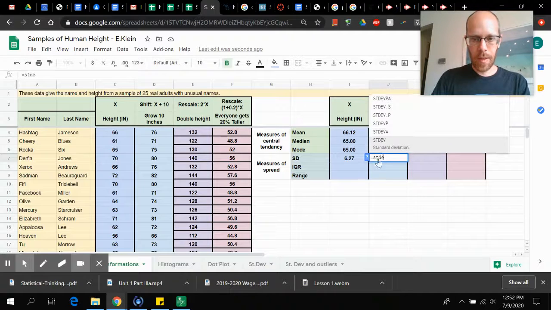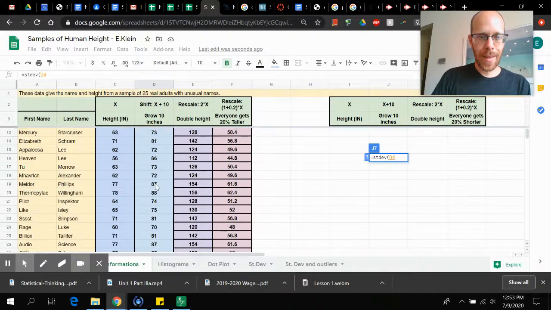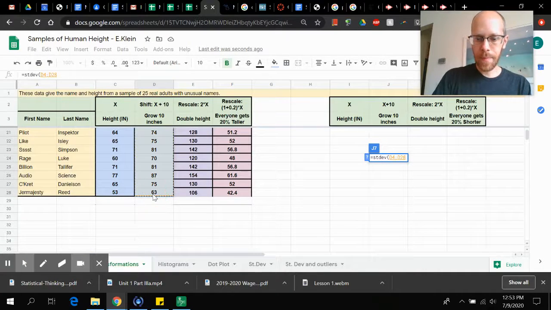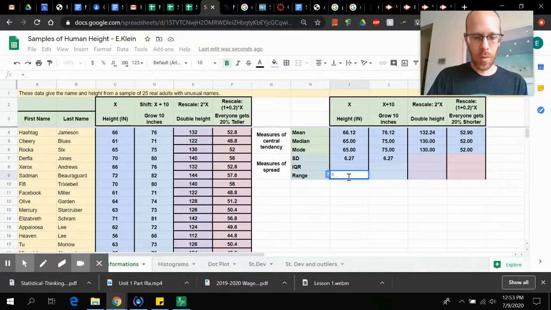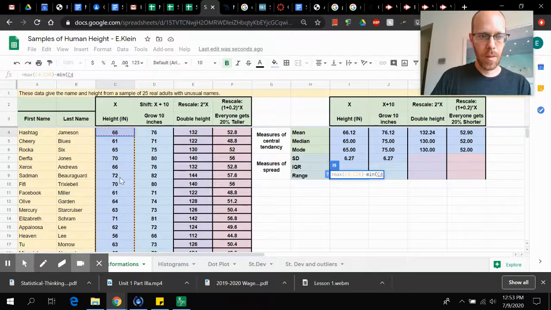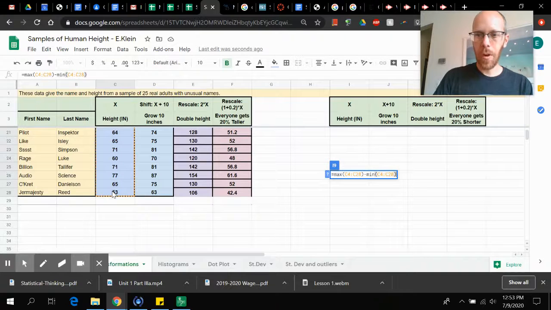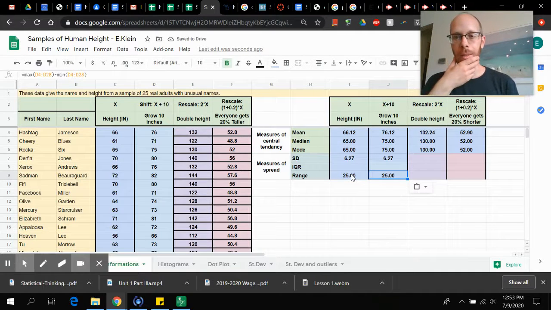Now, if I do the standard deviation of the shifts where we grew everyone by 10 inches, what's going to happen there? No change. Likewise, if we wanted the range, here's how you find the range, by the way. You do the max from here down to here, minus the min from here to here. For all I know, there's actually a range button. You can check and see if that's the case. So that's 25 in this case, and it's 25 for the other data set too.